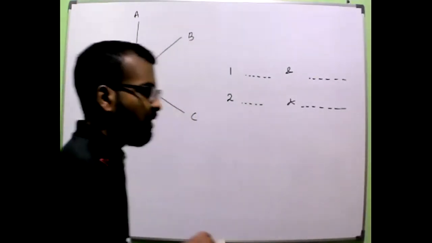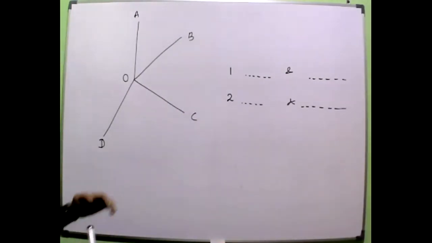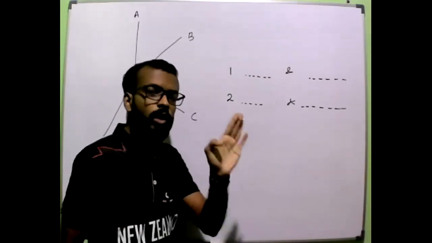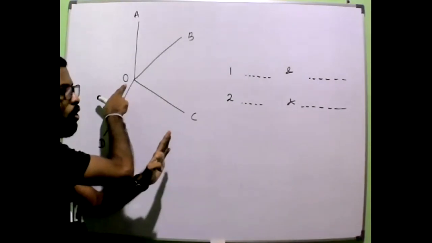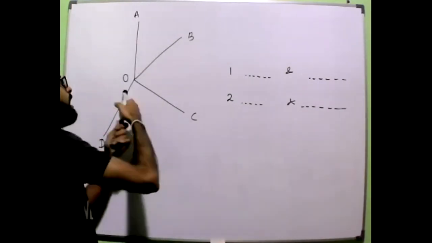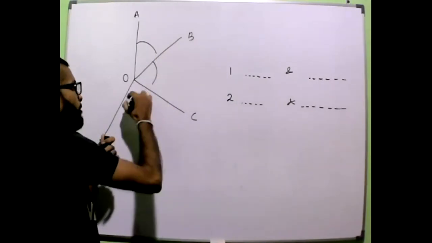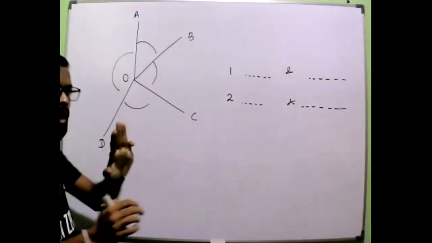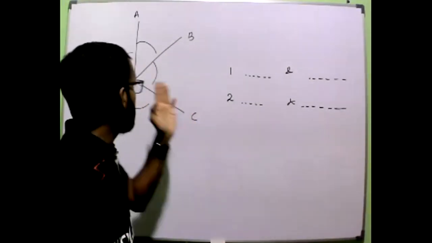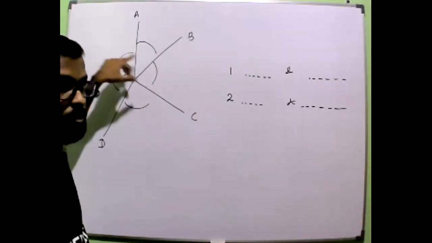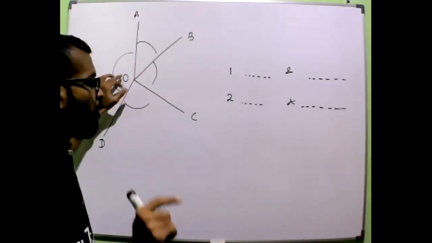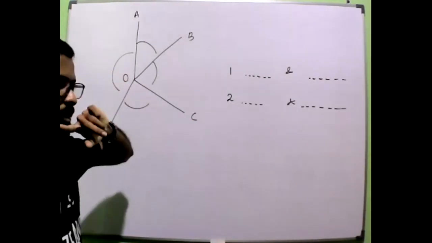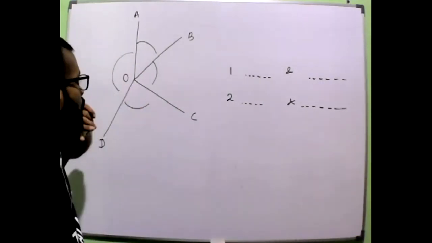So, look at the board. Now, what are the two properties? First property is they should have a common vertex. So O is the common vertex for all of these angles. One, two, three, four angles. There are four angles, and all of these four angles have a common vertex. The common vertex is O, right?